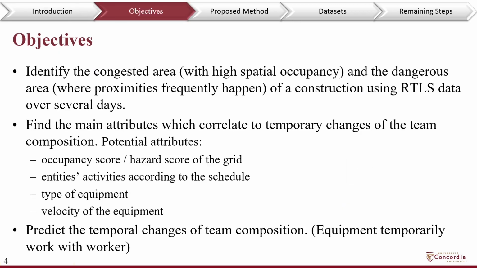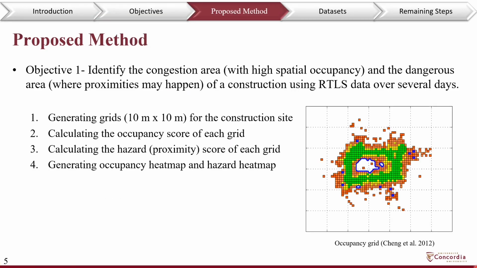We have three main objectives. They are to find the congested and dangerous areas of the construction site using RTLS data of several days, to find main attributes that correlate to temporary changes of the team composition, such as occupancy of hazard, score of grade, activities according to the schedule, type of equipment and velocity of equipment, and to predict the temporary changes of the team composition. I will explain the proposed method according to each objective.